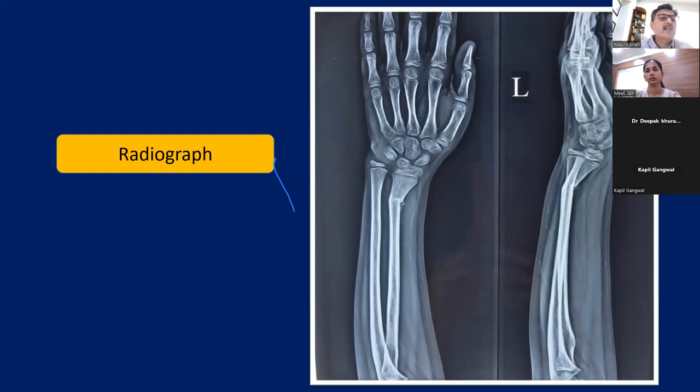This came to my mind, getting an elbow X-ray also, just to rule out. To rule out what? Proximal radioulnar joint. Ah, okay. The proximal radioulnar joint was okay. Let's take it that way.